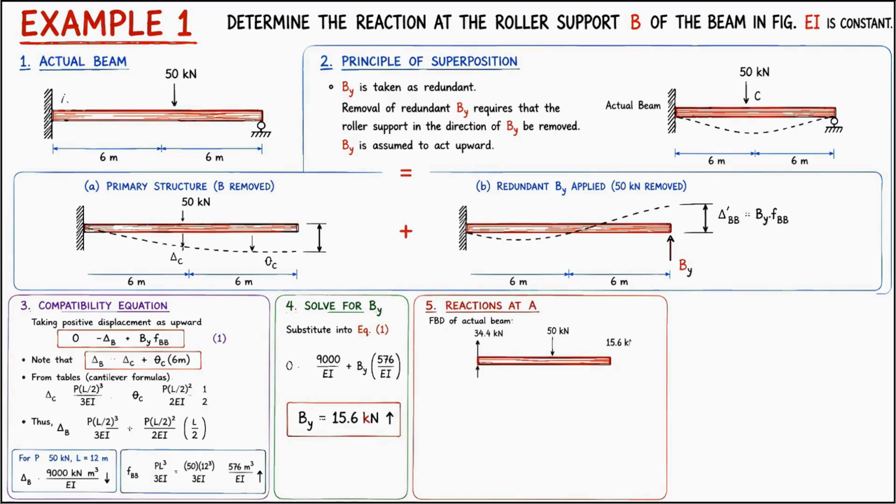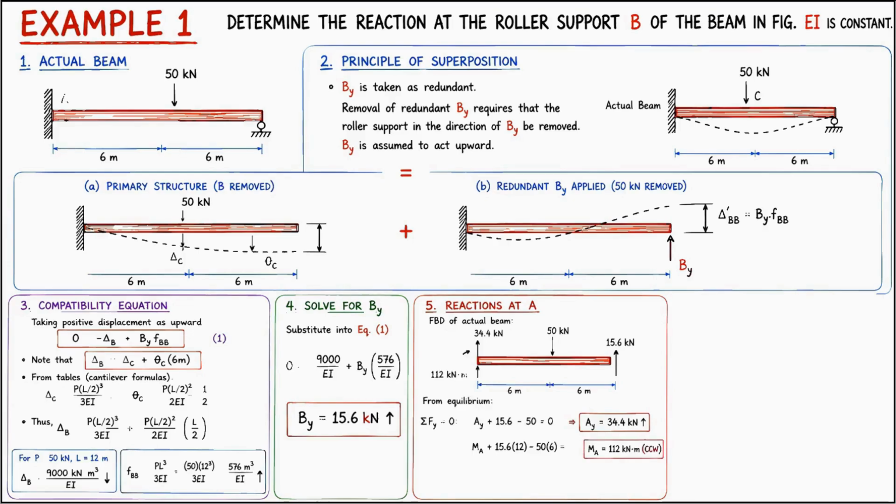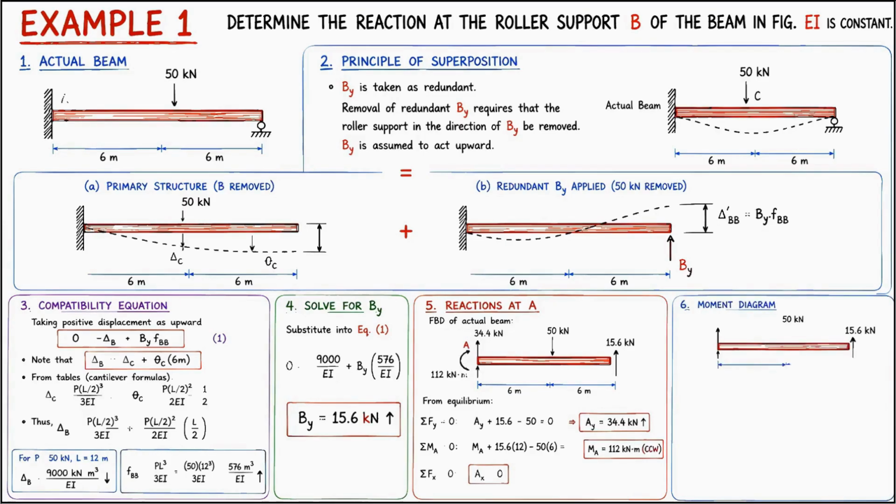Because support B cannot move vertically in the actual structure, the net displacement at B must be 0. This gives the compatibility equation: 0 equals minus delta B plus By FBB.